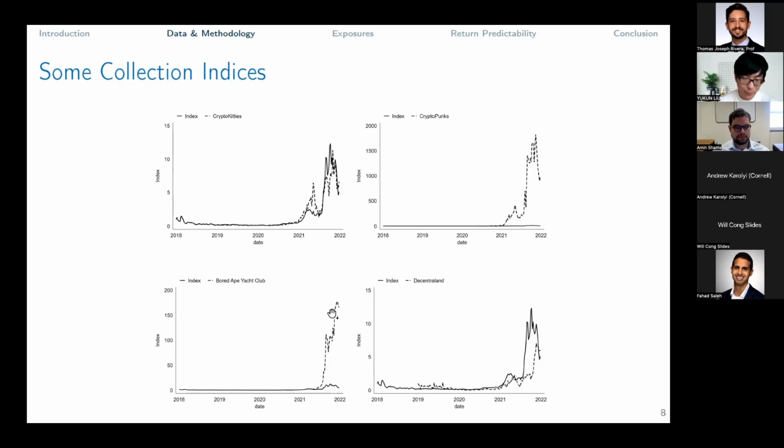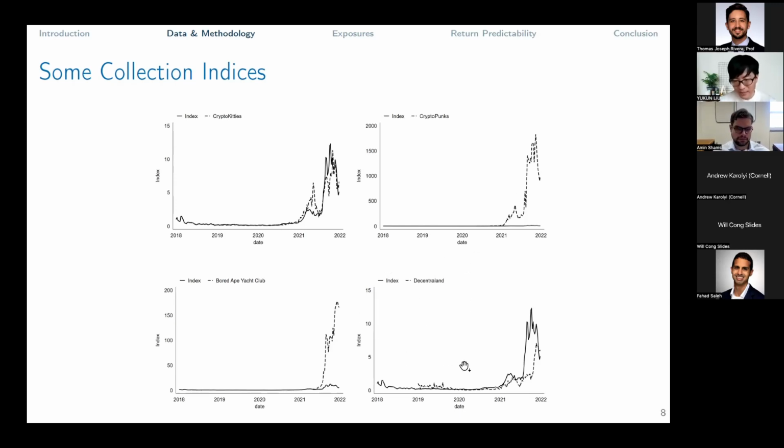CryptoPunk and Bored Ape, the two famous ones, of course, their prices went much higher than the index, the average prices. For example, for CryptoPunks, if you buy one at the beginning of its sales, you get 1,000 times. Right? This is not a typo. 1,000 times what it was at the beginning. For Bored Ape, it's a little bit less than 200 times compared to the beginning. But of course, this is selection, right? Because the reason why we know them is because their prices went up so high.